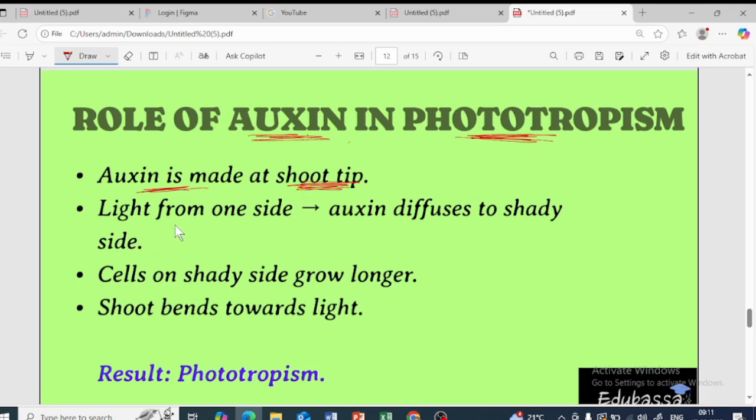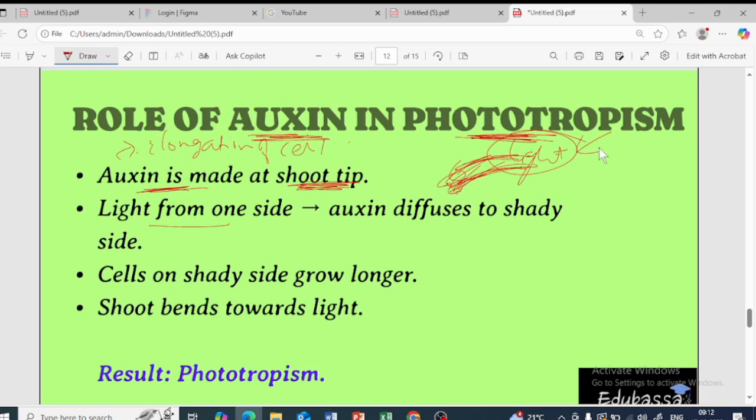And what happens is that it diffuses from the light region, wherever the light is falling, to the shady region. Now in the shady region, because of this auxin, the main function is elongation of cells, isn't it? So it elongates the cells, and the shoot is going to bend towards the light.